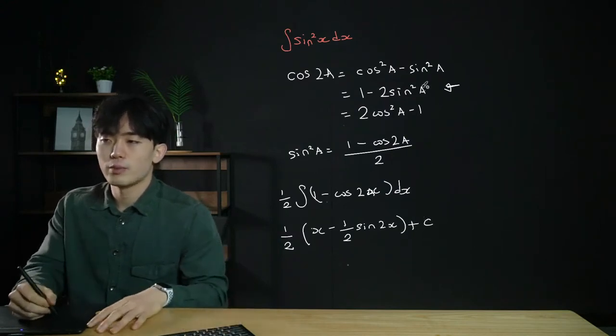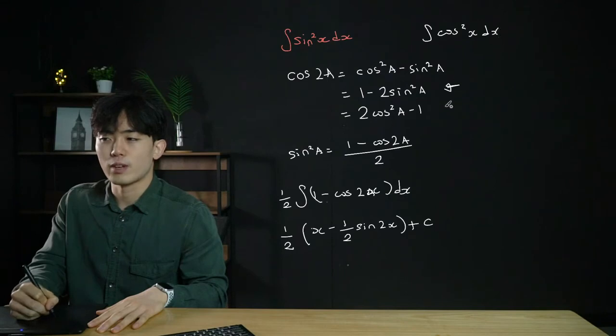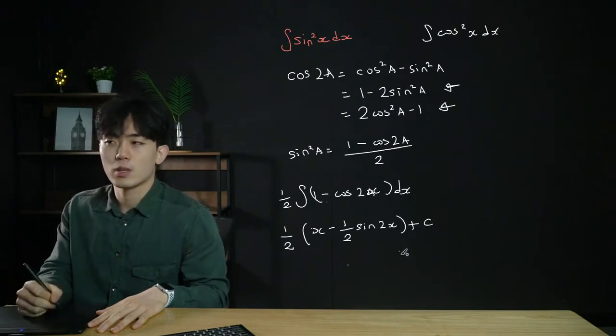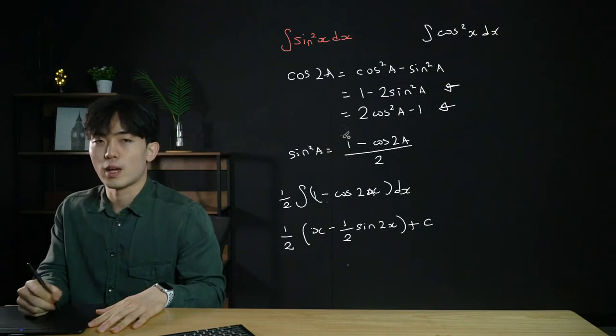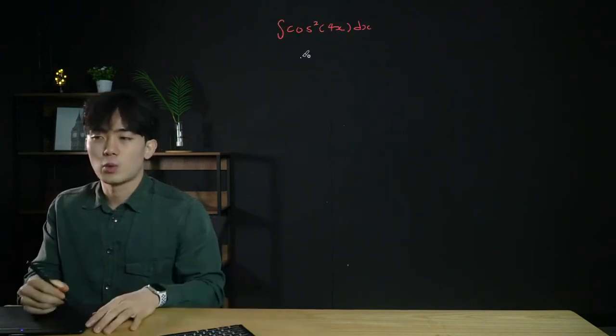If we were to integrate cos squared x, for example, we would have to use this third way of writing it. But it's the same method. For sine squared and cos squared, we have to use the cos 2a formula. Okay, let's take a look at a cos squared example.